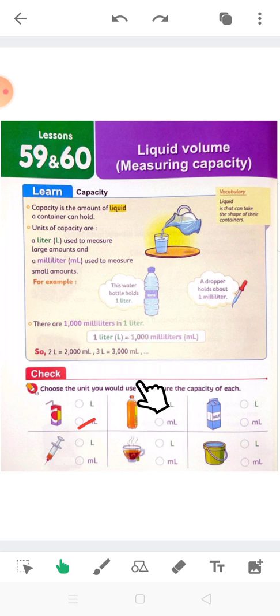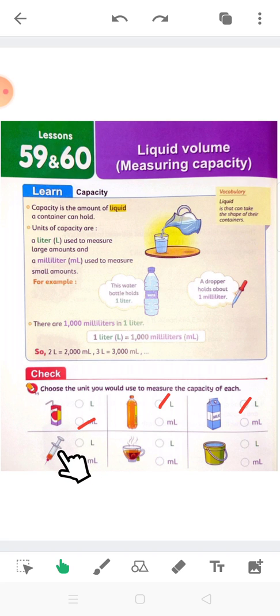Here we have this bottle of oil, so we can measure it by using this unit, liter. This container is a milk container. We can measure it by using liter.